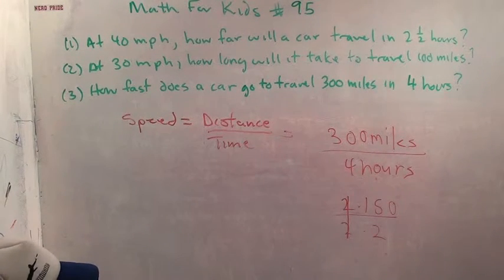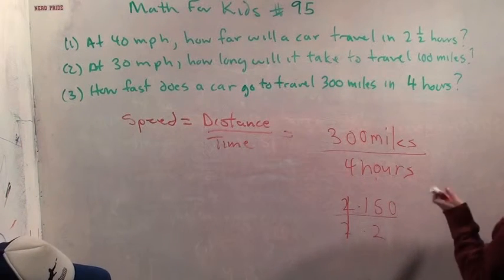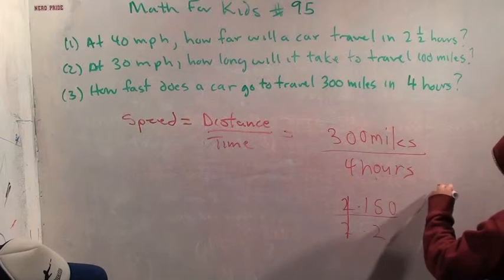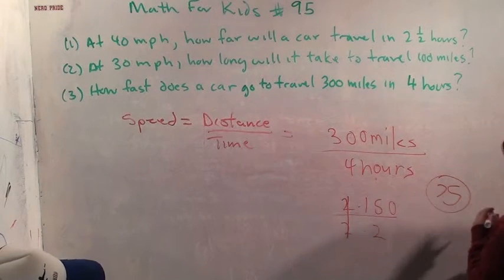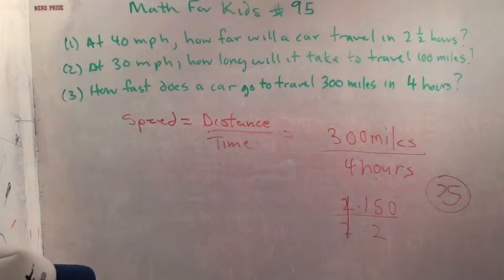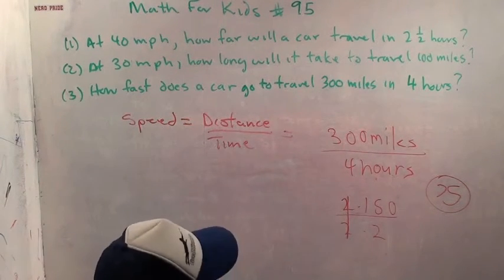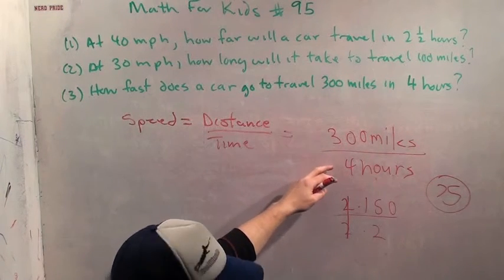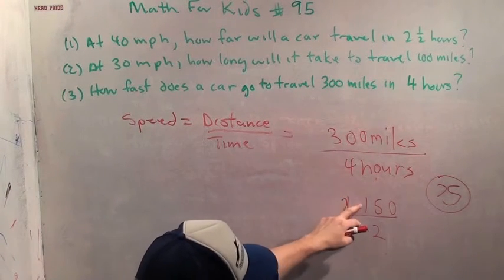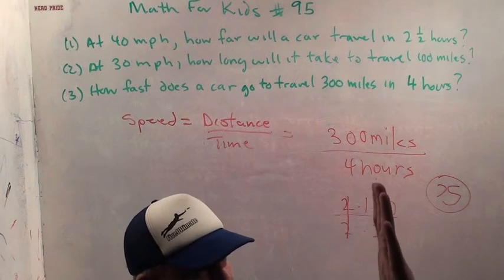What is 150 divided by 2? 75. Okay, so there we go. So how fast do you need to go to travel 300 miles in 4 hours? 75 miles an hour. Awesome. Because we used our equation speed equals distance divided by time. And we got 300 miles divided by 4 hours, which we figured out was the same as 150 divided by 2, which is 75.